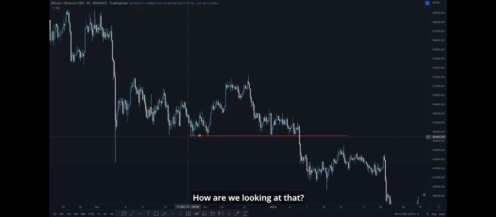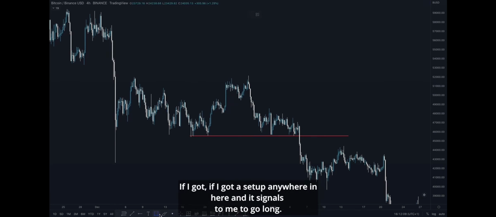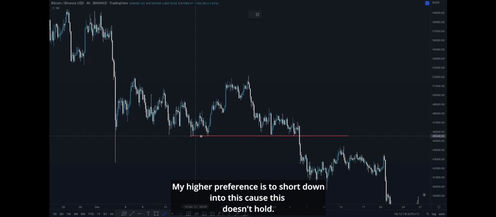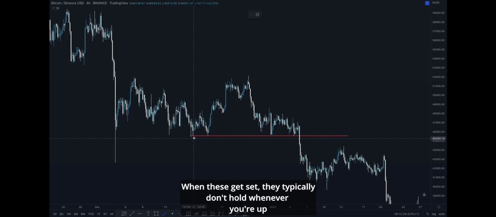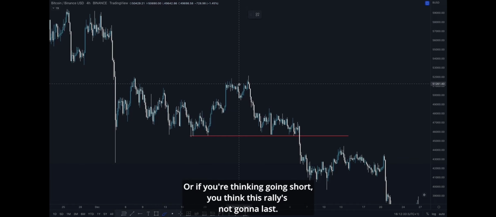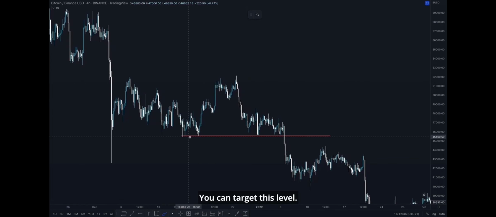How would I be looking at that? I wouldn't not long it. If I got a setup anywhere in here and it was signaling to me to go long, I would still go long. But in the back of my mind, my higher preference is to short down into this, because this doesn't hold. When these get set, they typically don't hold. Whenever you're up here and you're getting signals, or you're thinking you're going short, think this rally's not going to last, you can target this level.